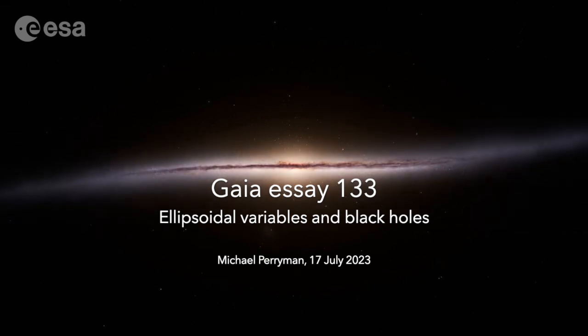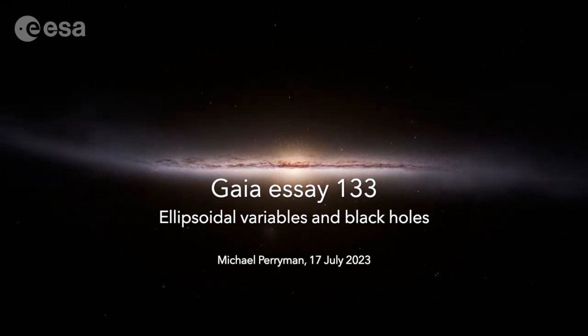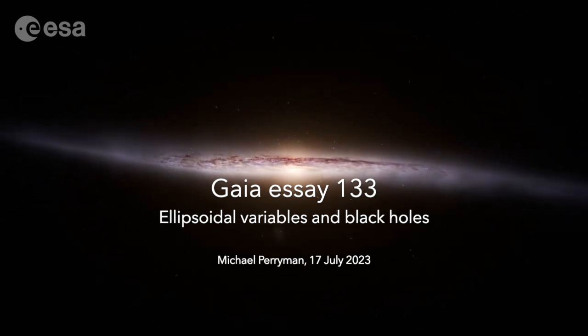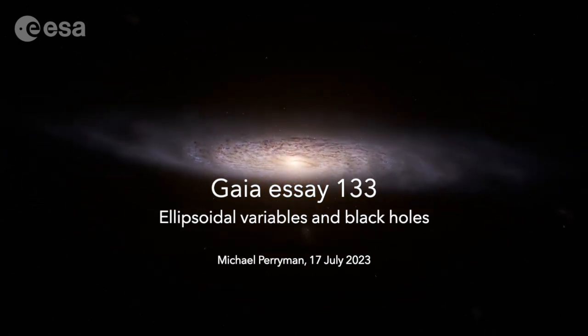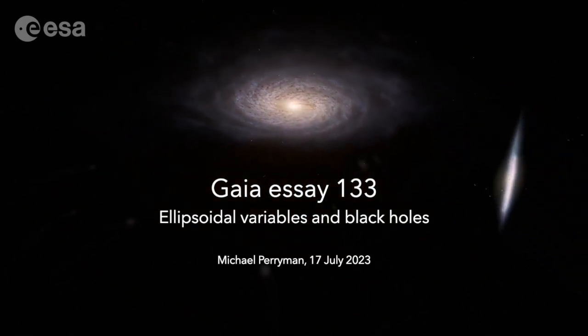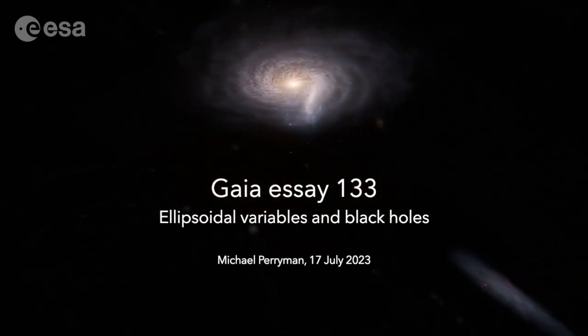Exactly. By studying large, uniform samples of these ellipsoidal variables, especially from surveys like Gaia and TESS, we can test and refine our models of binary evolution. There are still lots of poorly understood processes in how close binaries interact and evolve.